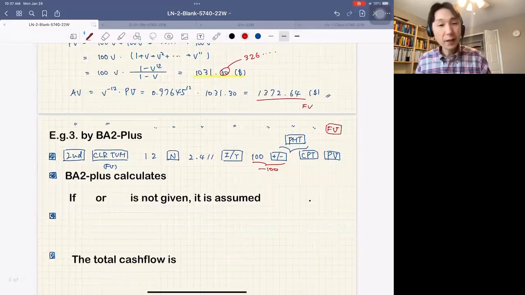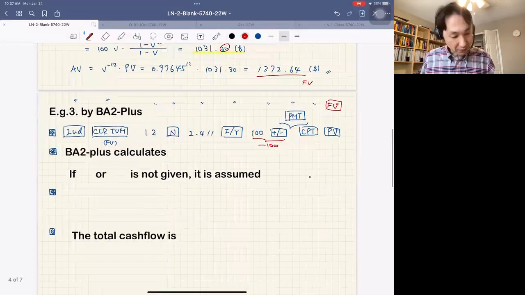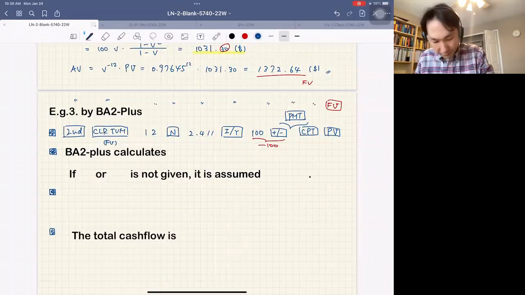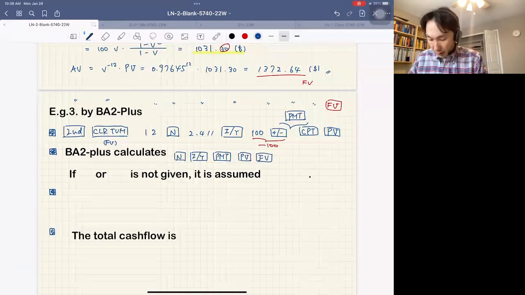Did you get the answer? Oh, you got it? Okay, great. So then you can do it this way. How does this function work? Basically this function has 5 unknown numbers: N, I over Y, payment amount, PV and FV. We can calculate one of these if the other 4 are given.